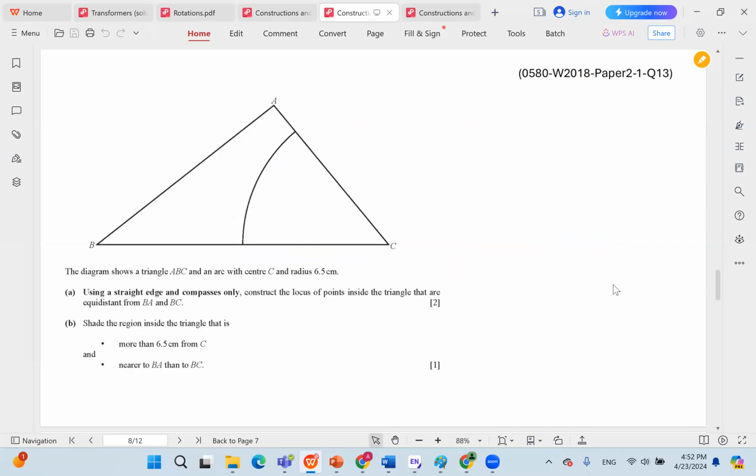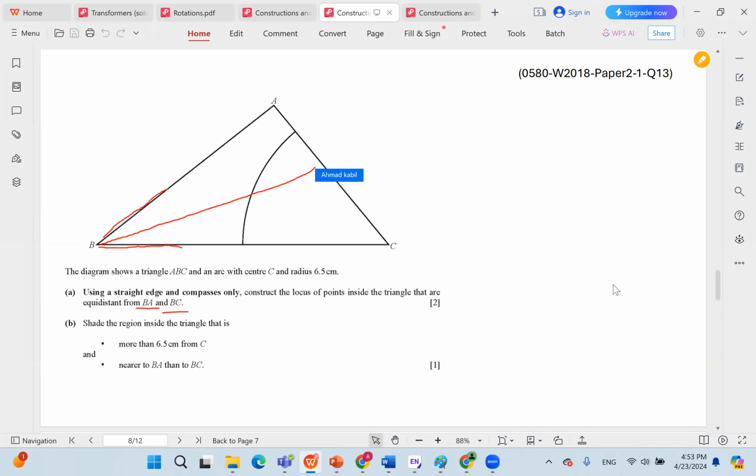The diagram shows a triangle ABC and an arc with center C and radius 6.5. Using a straight edge and compass only, construct the locus of points inside the triangle that are equidistant from BA and BC. So equidistant from BA and BC, this means that we want to bisect angle B because BA is right there and BC is right there. So we want the line that bisects the angle. It's going to look something like this.